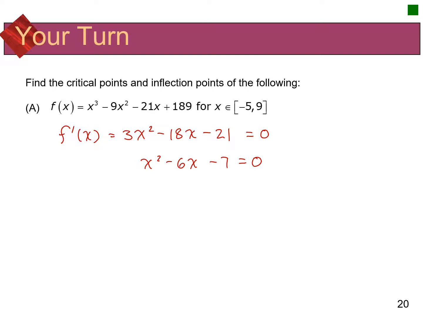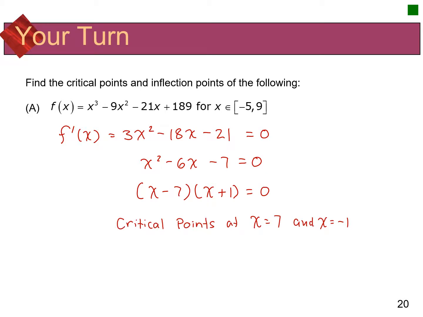Now, whether you want to use the quadratic formula or not, you can. This does factor. And so x equals 7 and x equals -1 are the two x values where I could potentially have critical points. So now I'm going to do a sign chart. So I just make a little number line. I put -1 and 7 on this. And I'm going to see what happens around there as far as the first derivative goes.